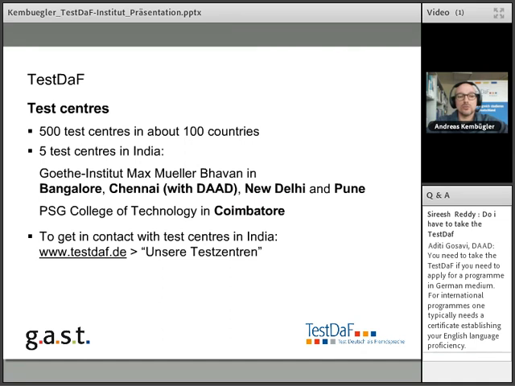And probably you will find a test center in India. There are 5 test centers in 5 cities. For example, the Max Müller Bhavan in New Delhi, and so on. So there are 5 test centers all over India. To get in contact with those test centers, just go to the TestDaf website and there click on Unsere Testzentren. That means our test centers.